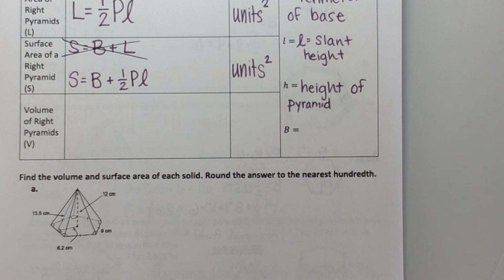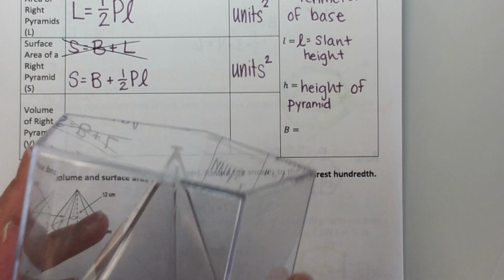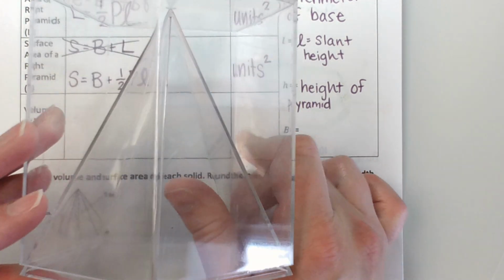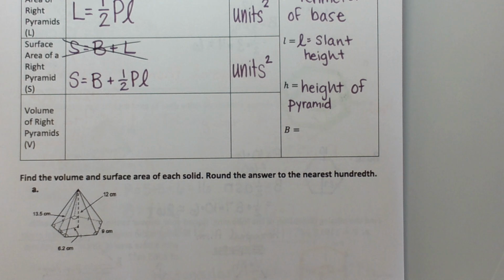Then I could have created this pyramid by just chopping away parts of the prism. How much of the prism do you think I would need to chop away to make the pyramid? Half of it? Does everyone agree with half? Is that your guess?